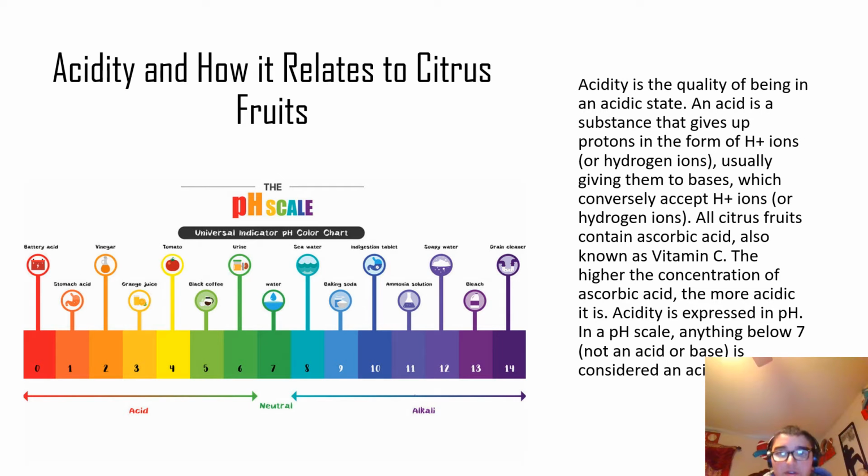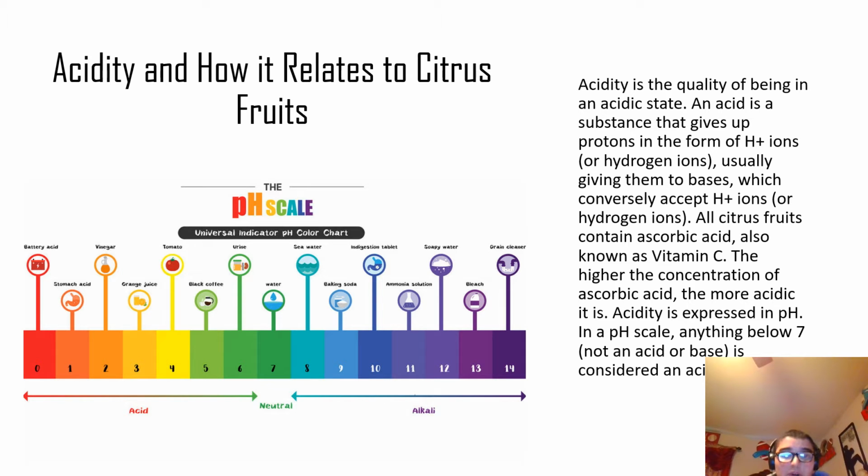So basically, acidity is how acid something is. Now, an acid is anything that gives up a hydrogen ion and gives it to another substance. Usually, the latter means a base. Now, all citrus fruits contain ascorbic acid, which is vitamin C. There is a proportional relationship between the acidity and the concentration of ascorbic acid. The higher the concentration of ascorbic acid, the more acidic it is.